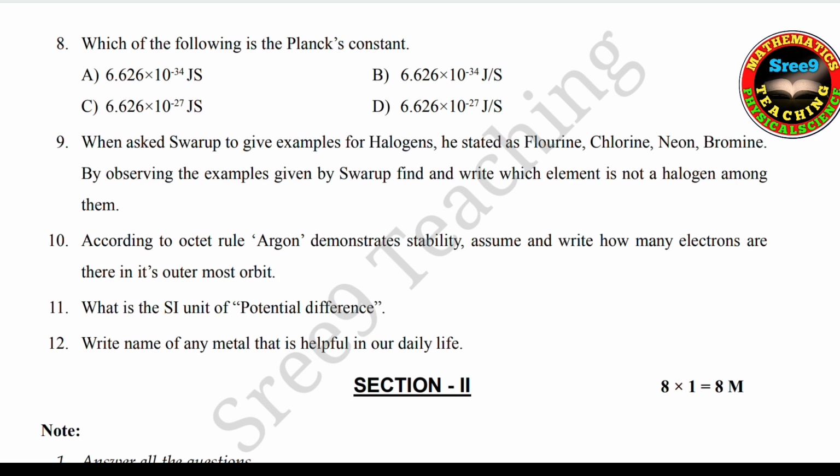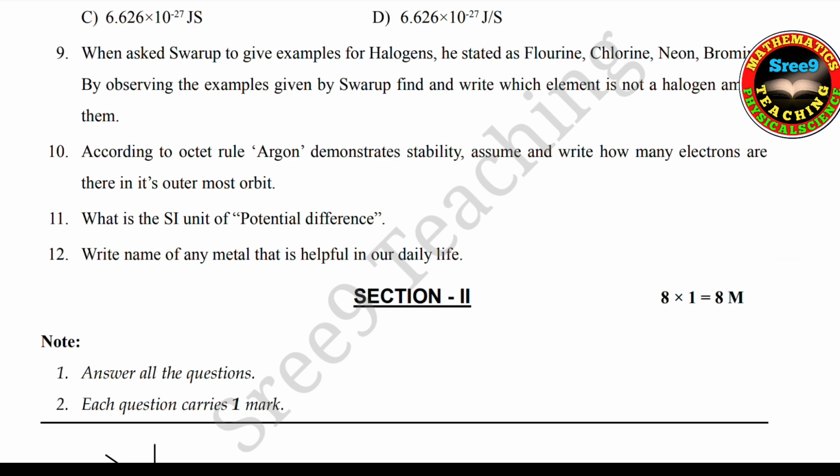Right. Now let us go to the 10th question. According to octet rule, argon demonstrates stability. Assume and write how many electrons are there in its outermost orbit. From the structure of atom, we know argon is an inert gas whose atomic number is 18. The configuration is 1s2 2s2 2p6 3s2 3p6. The outermost orbit is third and it is completely filled with 8 electrons. Hence the answer is 8 electrons.